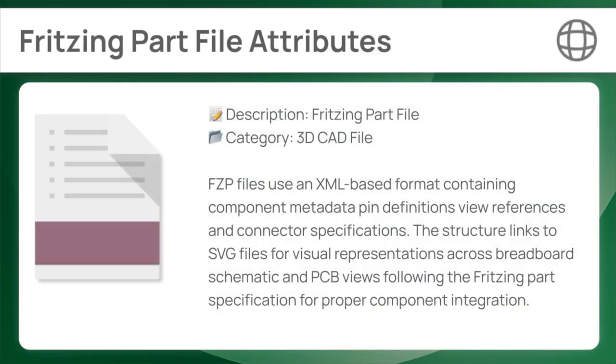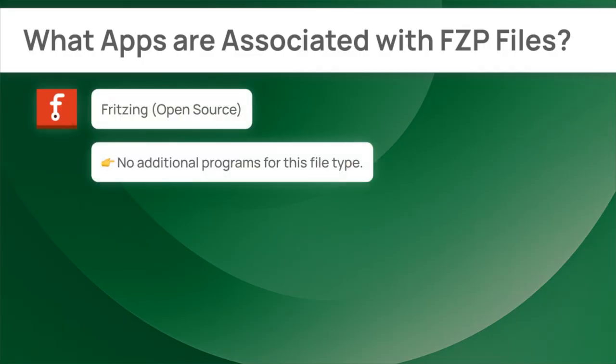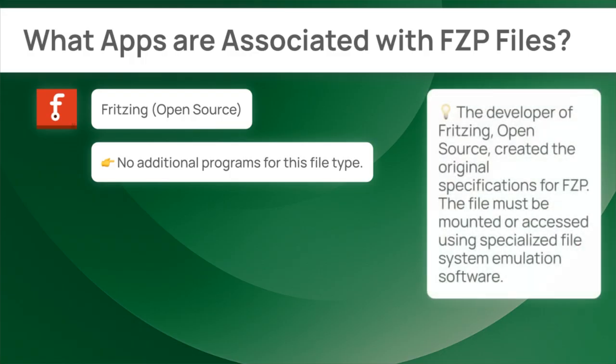FZP files use an XML-based format containing component metadata, pin definitions, view references, and connector specifications. The structure links to SVG files for visual representations across breadboard, schematic and PCB views, following the Fritzing part specification for proper component integration. The FZP data container is optimally managed by Fritzing, developed by open source. The file must be mounted or accessed using specialized file system emulation software. Windows won't display parametric or assembly data, so full access depends on dedicated modeling tools.